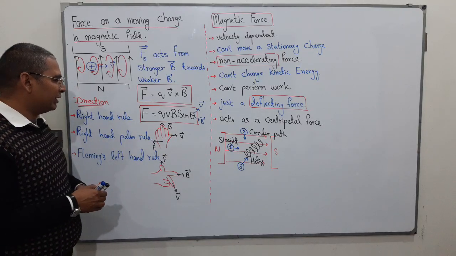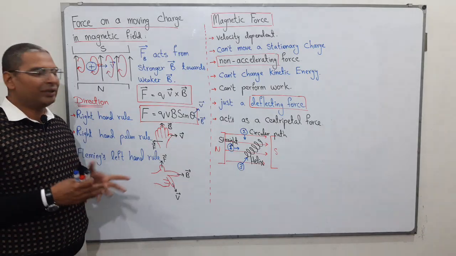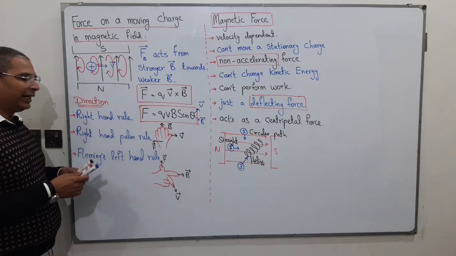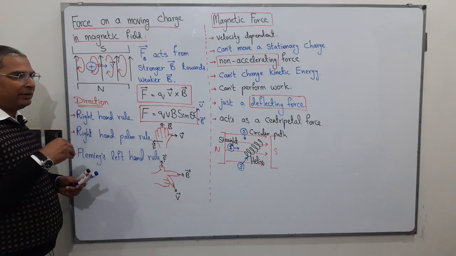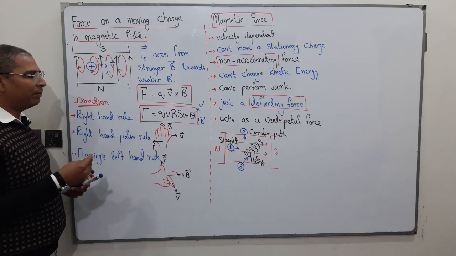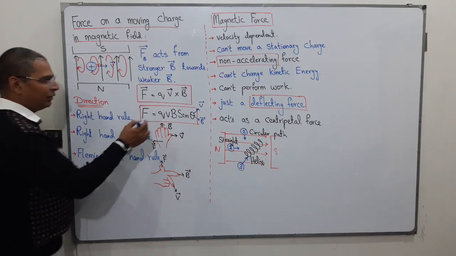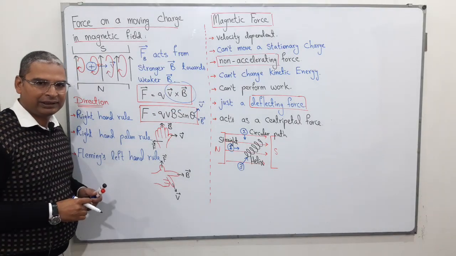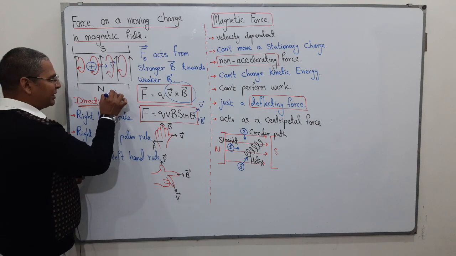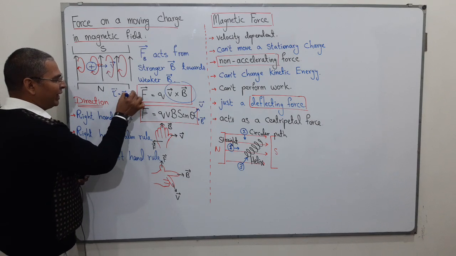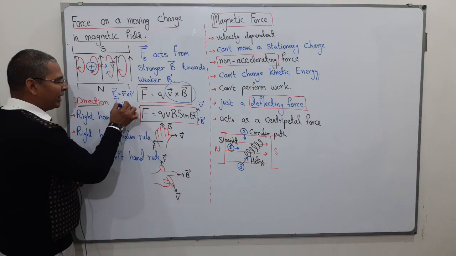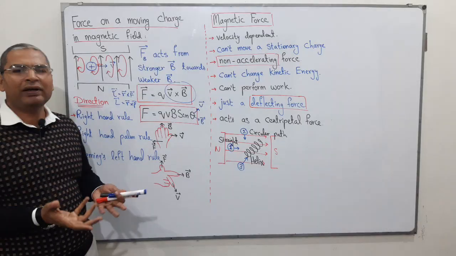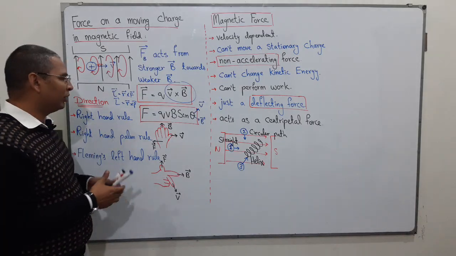Now let's discuss the rules. How can we check in which direction the charge will be deflected? There are some rules. First of all, the right hand rule. The right hand rule is very famous and it can be applied to every cross product. You can see force is the cross product of velocity and magnetic intensity. Torque is the cross product of position vector and force. Angular momentum is the cross product of position vector and linear momentum. So the direction of every cross product can be found out by the right hand rule.